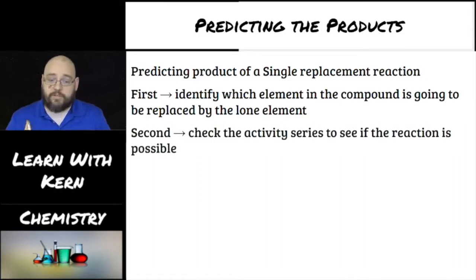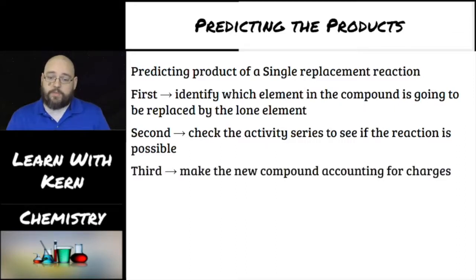The second thing you need to look at is the activity series, to see if the reaction is even possible. Can that lone element replace the thing it's trying to replace? If it can, then it does. If it can't, then it doesn't, and the reaction doesn't happen. Third, you need to make the new compound, accounting for the charges.